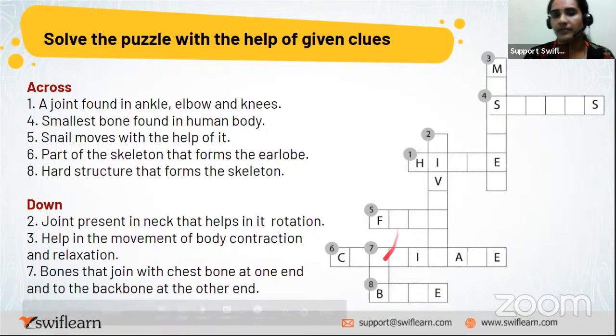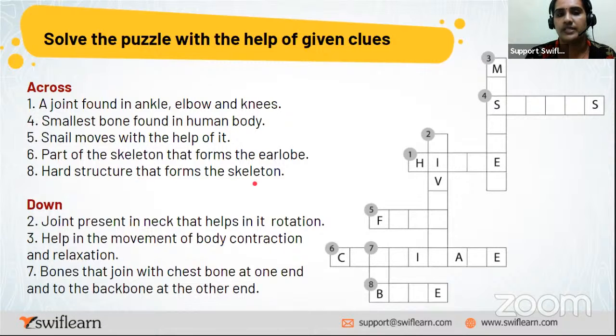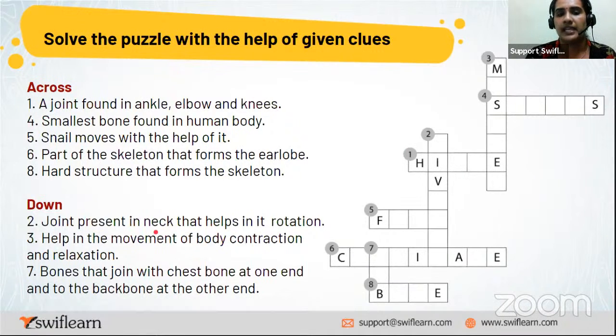What is the earlobe? One part of the skeleton? Cartilage. Hard structure that forms the skeleton. What is that hard structure? Bone. It is bone. Joint present in the neck that helps it to rotate. Which is that? Pelvic bone? No, it's not pelvic. It is pivotal joint. Pivotal joint.